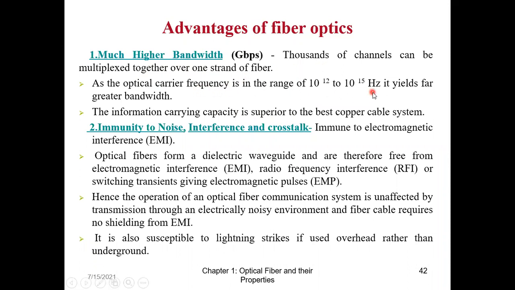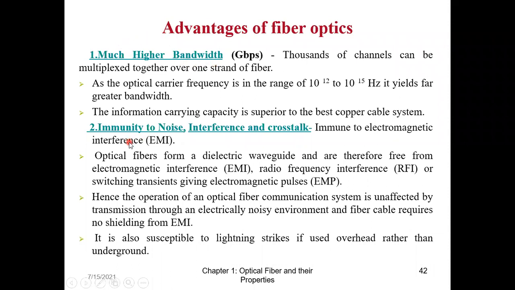And the range we have seen, it is in the optical range 10^12 to 10^15 hertz. I have showed you that electromagnetic spectrum. So our range of operation is 10^12 to 10^15 hertz. You can see it gives us quite a big bandwidth. The information carrying capacity is superior to the best copper cable system, also to the other systems. For the other systems, I'll show you that chart. So it has much higher bandwidth.